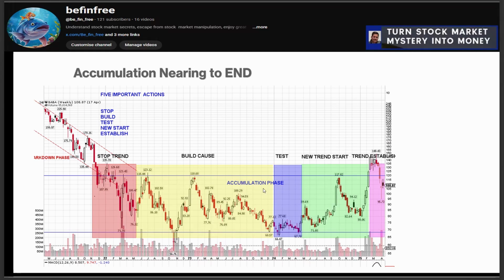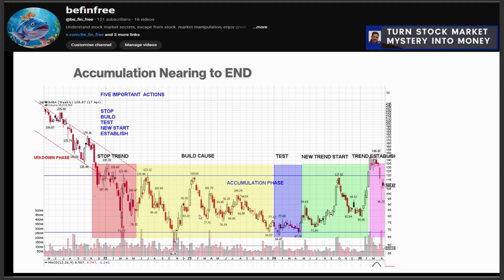The end would happen during the test phase. But how do we know the test is happening right now? For that, we have to first look at key factors, like how is the volatility of the price? That's one important aspect. Volatility means how long the price bars are on the time duration that we are looking at.